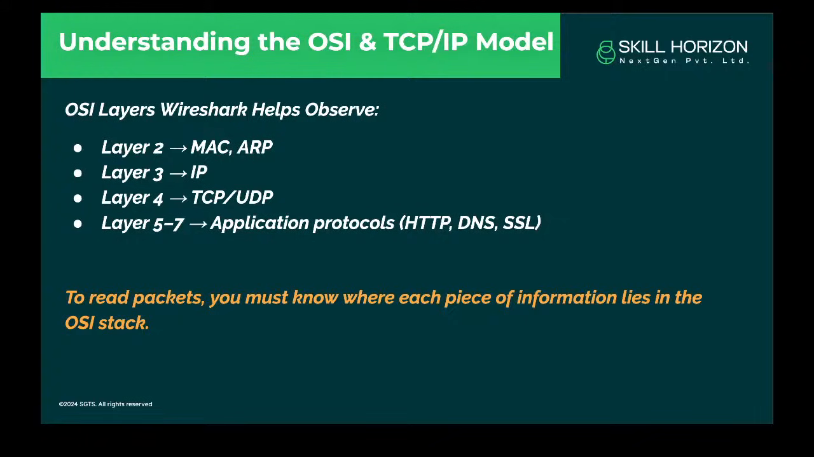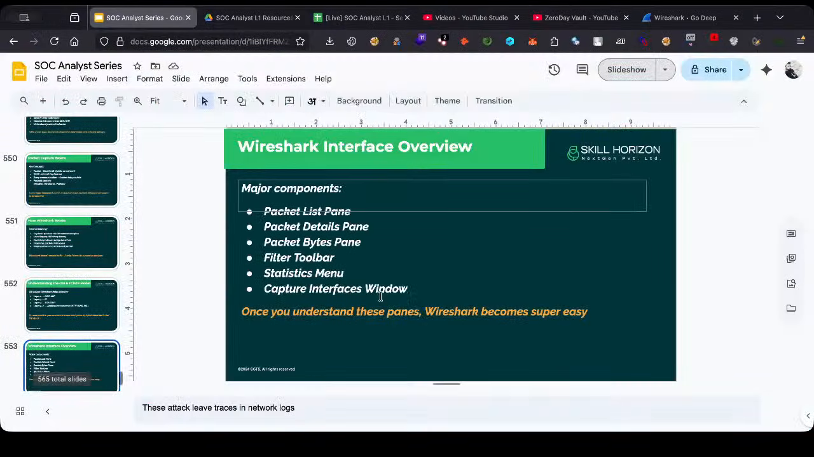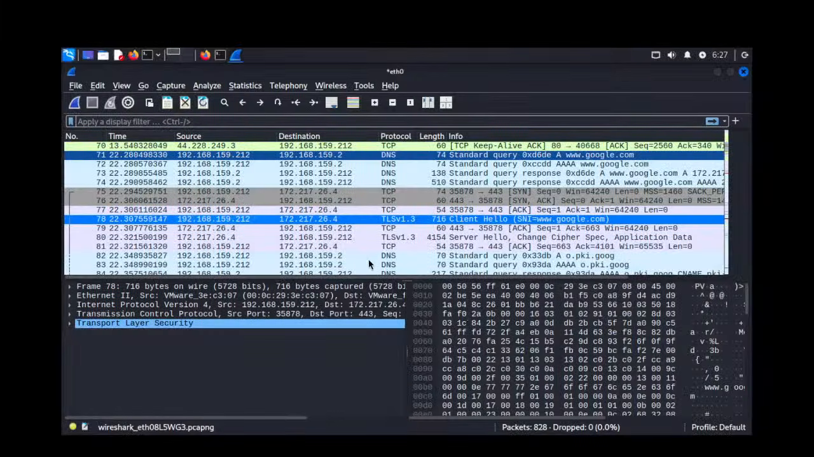Now if I talk about the Wireshark interface, like what type of interface we have in Wireshark. I already showed you how Wireshark looks, but in Wireshark there are 3 major components when you capture a packet, which are the packet list pane, packet details pane, and packet bytes pane. So let me show you the panes first. These are all the panes.